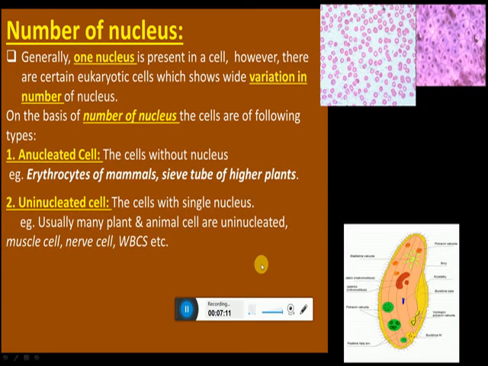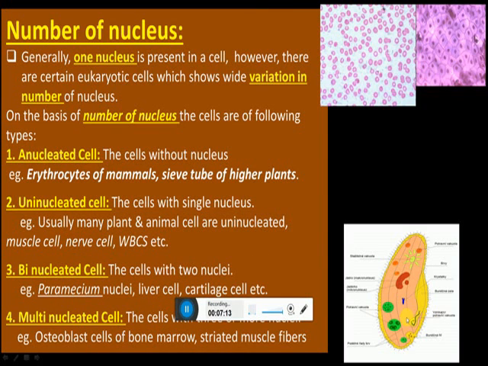Then binucleated cell is the next point. We have already seen the paramecium with two nuclei. This is called the macronucleus, and this is called the micronucleus. The mega or macronucleus is large and kidney shaped, and the small round one is the micronucleus. So the binucleated cell, paramecium, is a prime example. Others are the liver cell, cartilage cells, etc.